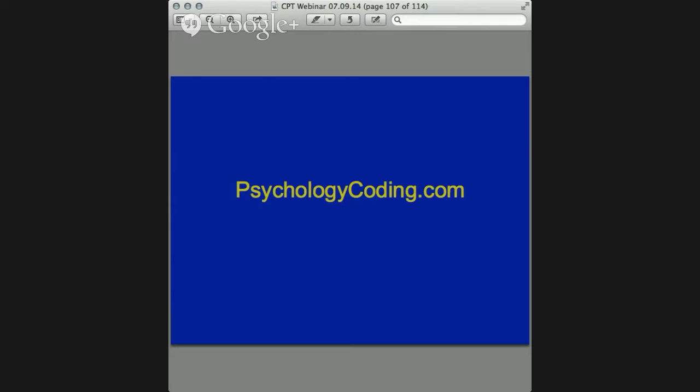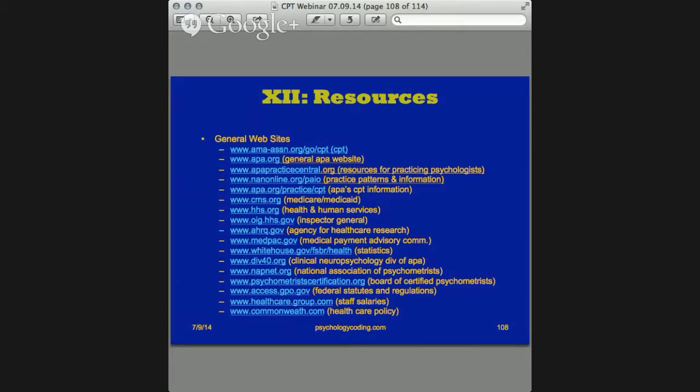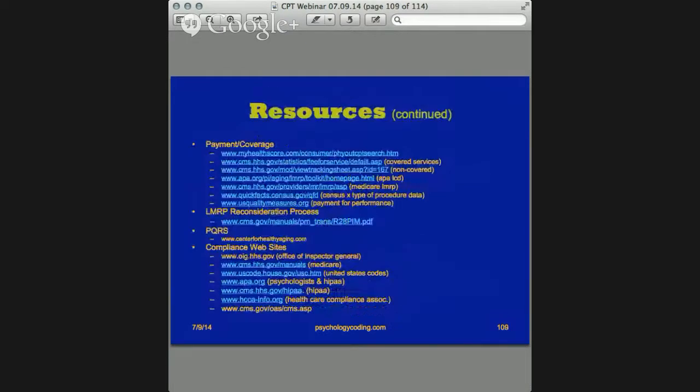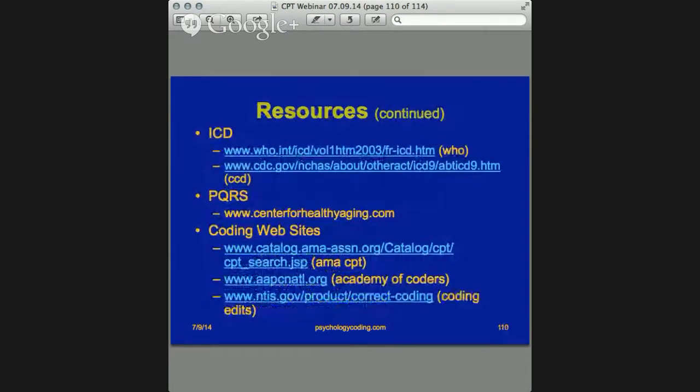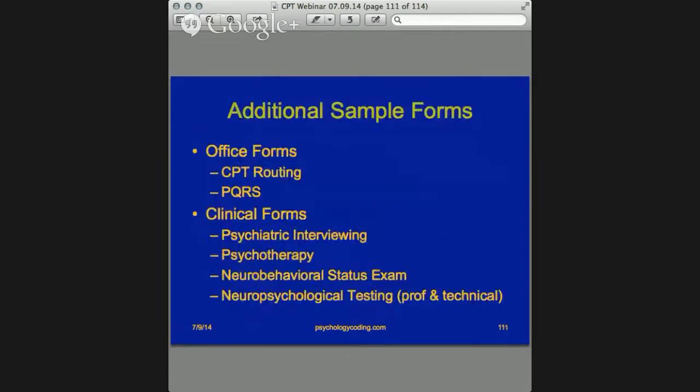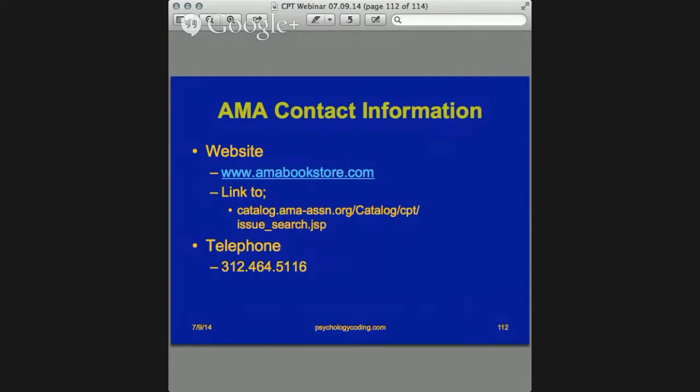If you want more information on this, take a look at psychologycoding.com. There's lots of resources. We've updated the resources. These are all live websites and links. There's quite a few, and if you want more resources in ICD and PQRS, you see them there. And finally, if you look at the psychologycoding.com website, you also have the forms that are available. You're welcome to adapt them as you see fit. I don't think necessarily they're meant to be what you should use, but it might be a way to get you started. If you want information about CPT, here's the data that you could look up.